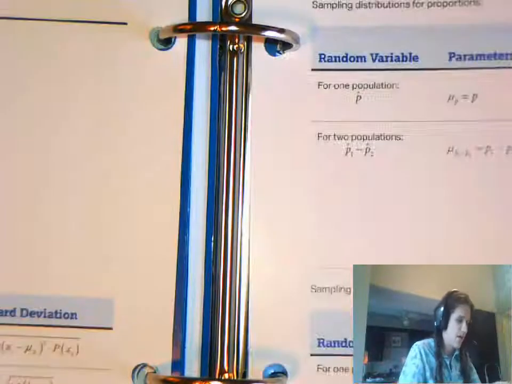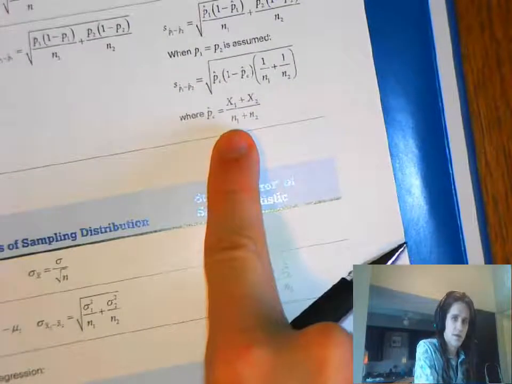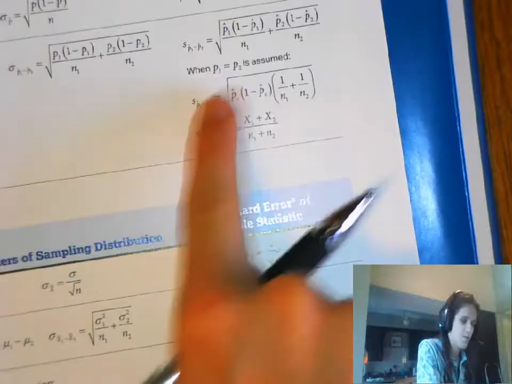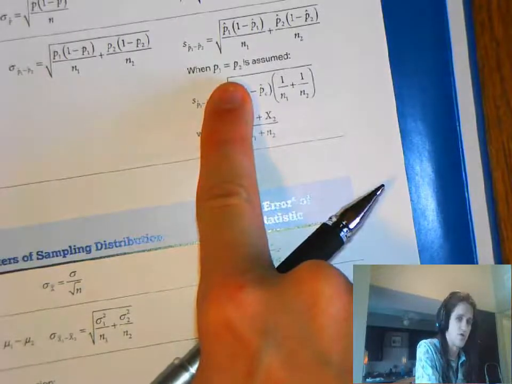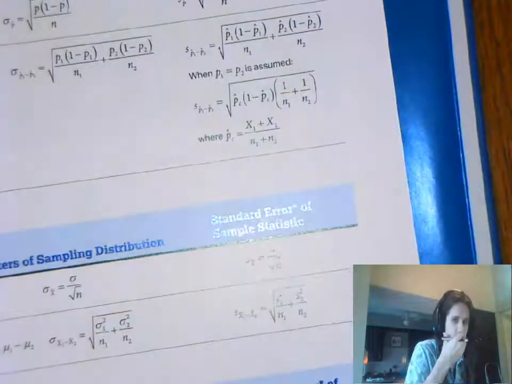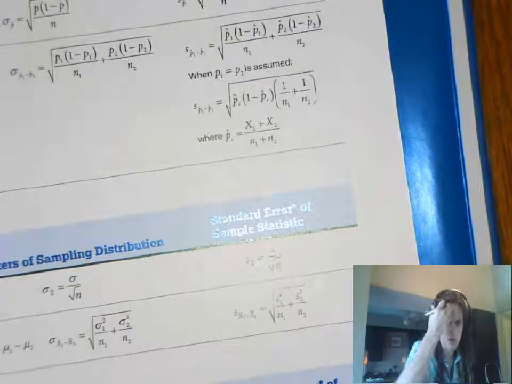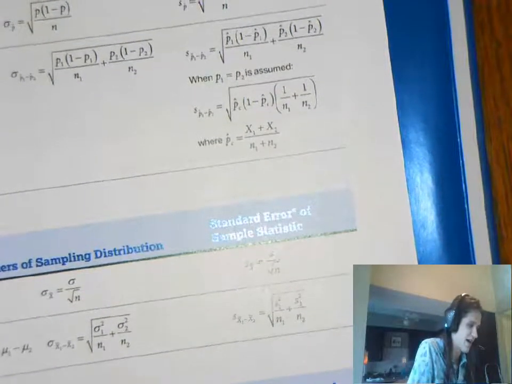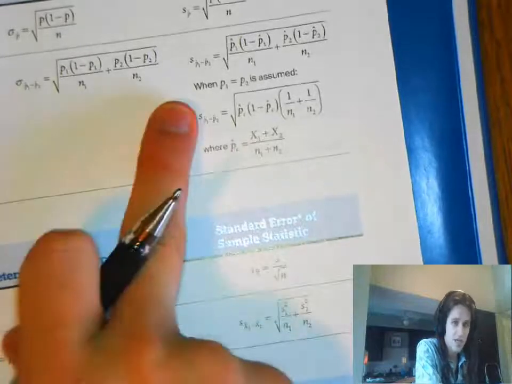Let's get it out. Oh, look, I'm so good at turning to things. p̂c, when p1 equals p2 is assumed. Circle this. I'm not going to circle it because mine's nice. Circle this and write 10.2. When p1 equals p2 is assumed, that's the p̂c business we come from. Your calculator's doing the top part. You don't have to know that. You do have to do the bottom part.